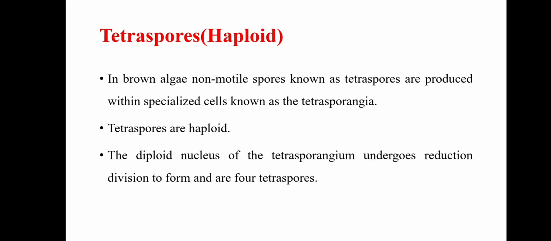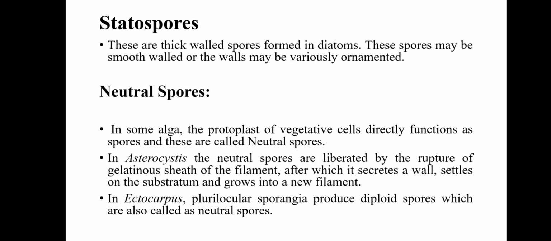Then tetraspores. Tetraspores are haploid and generally produced in red algae, such as Polysiphonia. The diploid nucleus of the tetrasporangium undergoes reduction division or meiosis to form 4 haploid tetraspores. Then statospores. These are thick-walled spores and are generally formed in diatoms. Then neutral spores. In some algal groups, the protoplast of a vegetative cell directly functions as a spore and these are called neutral spores. Some examples are Asterocystis and Ectocarpus.